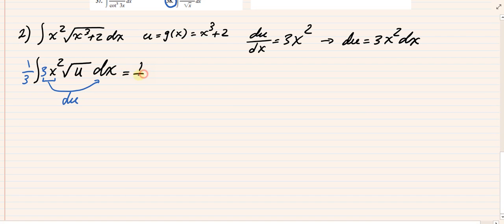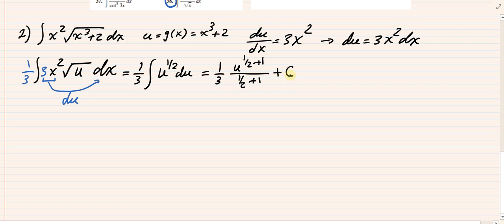So then I can write this as 1/3, the integral of u to 1/2 du. And that's all that is. So the integral of u to 1/2, using the power rule of integrals, is going to be u to 1/2 plus 1 divided by 1/2 plus 1. And don't forget the constant of integration. Because I have switched to u, I'm going to personally call that C1 for now, because that's the constant that works with the variable u.